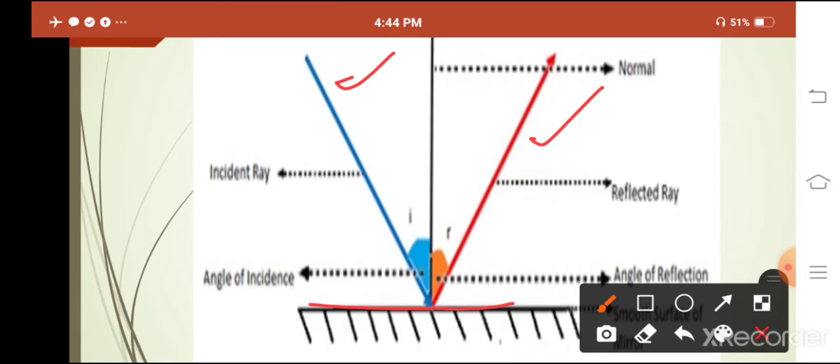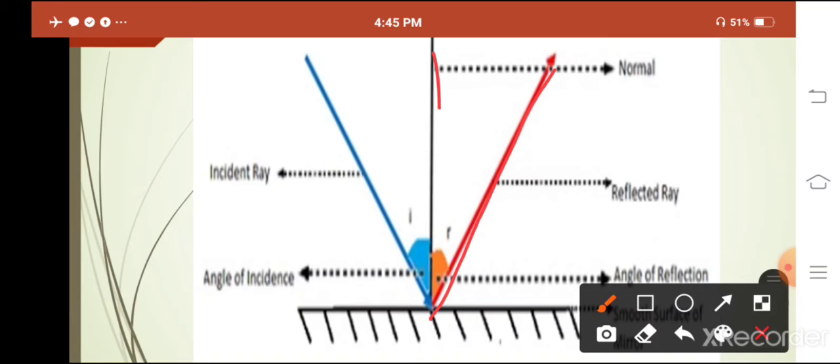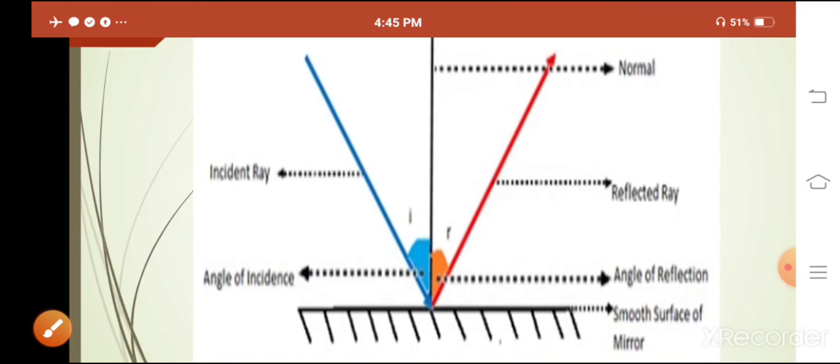Now students, what is angle of incidence and what is angle of reflection? The angle which is formed between the incident ray and the normal. So this is the incident ray and this is the normal. Between these there is an angle formed which is called the angle of incidence, denoted by the letter I, or you can say angle I. Now second is angle of reflection. What is angle of reflection? You can see here, this is the reflected ray and this is the normal. The angle formed between the reflected ray and the normal is called the angle of reflection and it is denoted by the letter R, or you can say angle R. This is the angle of reflection.